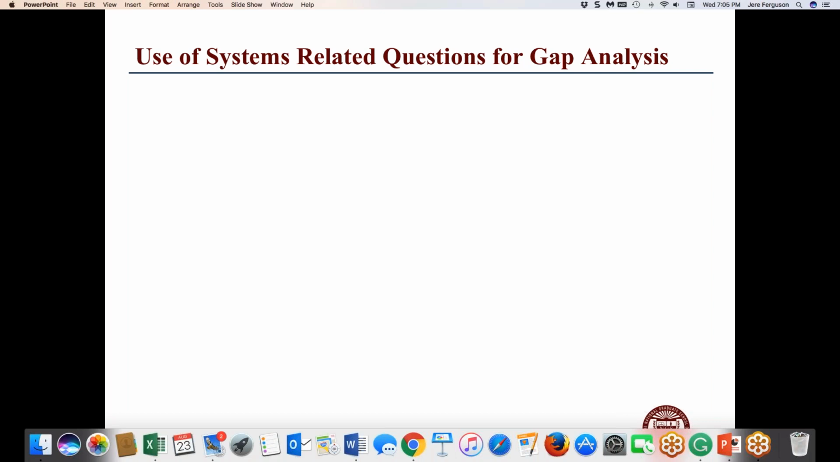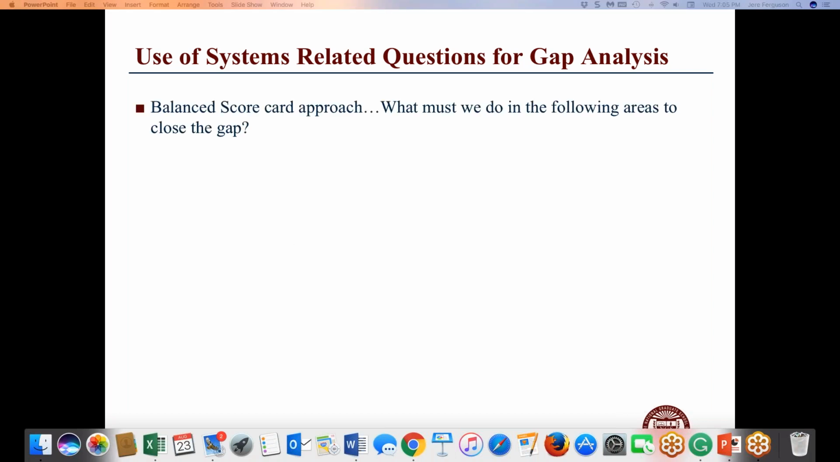You sit down with those two conditions and with that defined difference between the two, and you want to do an analysis to try and figure out exactly what that consists of. So we would ask ourselves questions like, in a balanced scorecard approach, what must we do in the key areas of a balanced scorecard to close that gap? And if you may remember, in a balanced scorecard, there are 4 major segments that we measure and evaluate.